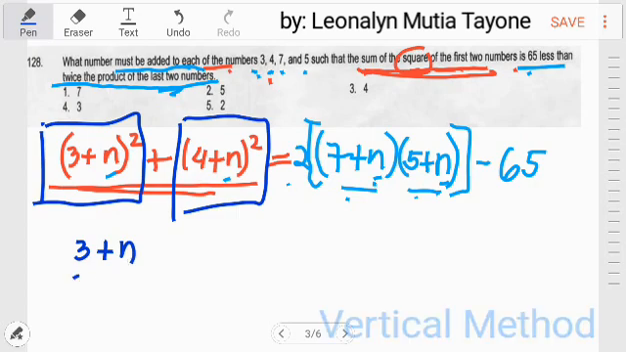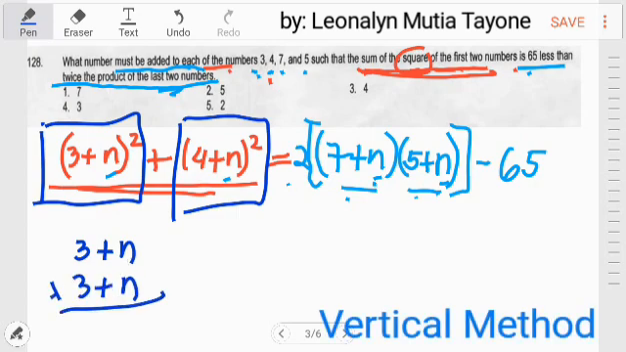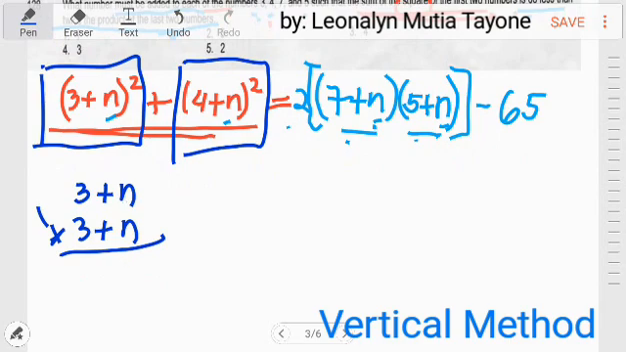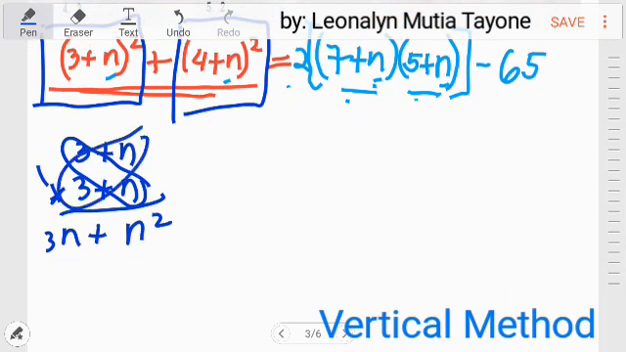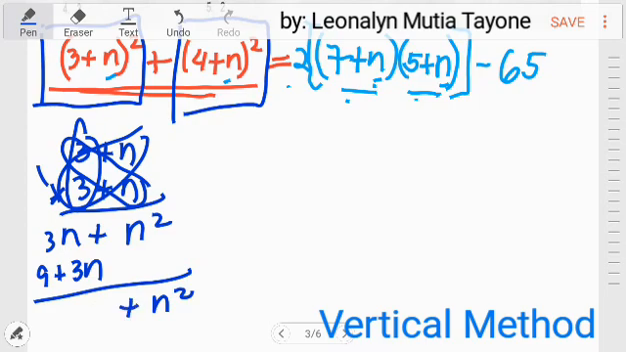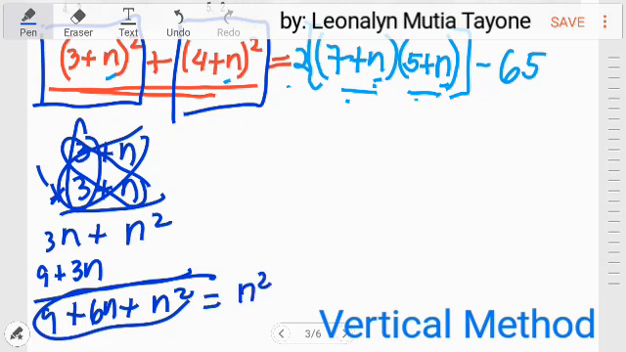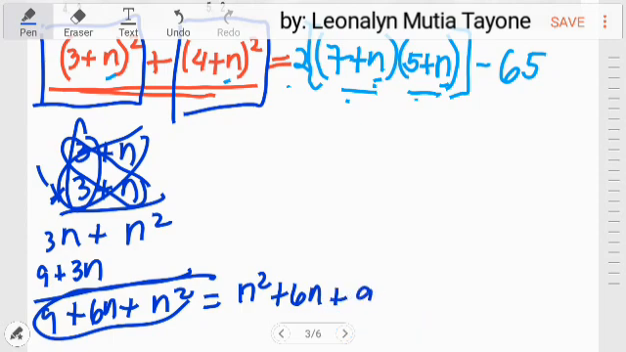3 plus n, 3 plus n. So, minumultiply natin yan. This is n squared. This one is 3n. So, i-add natin yan. This one is 3n. Tapos, ito ay 9. Klaro ba yan? I-delete natin para mas klaro lang. Plus 3n. I-add ang mga like terms. So, this is 6n plus 9. I-arrange natin yung maganda. This is n squared plus 6n plus 9.